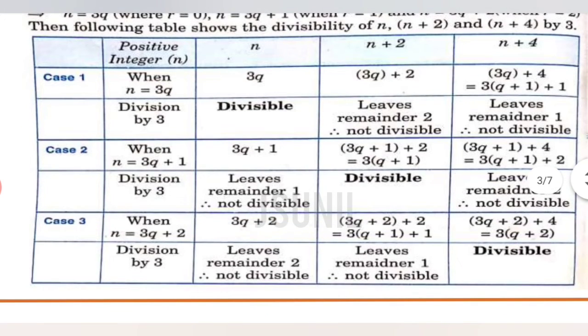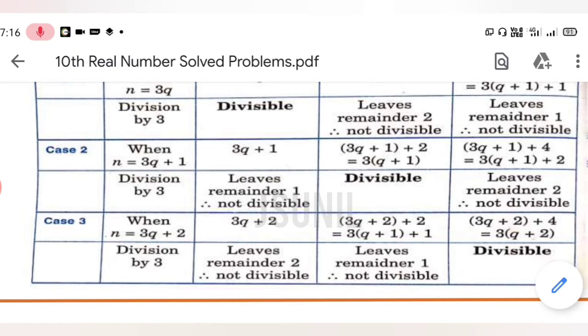When we take n is equal to 3q plus 1, then n, that is 3q plus 1, is not divisible by 3. n plus 2 is 3q plus 1 plus 2, on solving we get 3 under bracket q plus 1. It is divisible by 3. And third, when we put the value in n plus 4, we get 3q plus 1 plus 4, and this is also not divisible by 3.